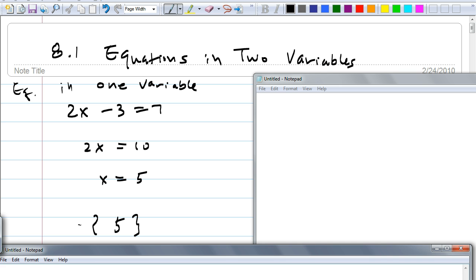All right, and your solution looks like it's just one number, isn't it? For equations in two variables, your solution would not look like this, just one number. It will be a little bit different. Let's see how that will look.